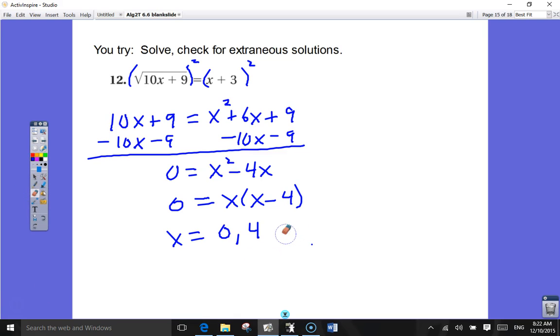Now, if I go back up to here, right, and I check, if I put in 0, I'm going to get the square root of 9 equals 3, and that checks. And then I'm going to put in 4, and I'm going to get, this is not really a good problem, is it? 10 times 4, that's going to be the square root of 49.